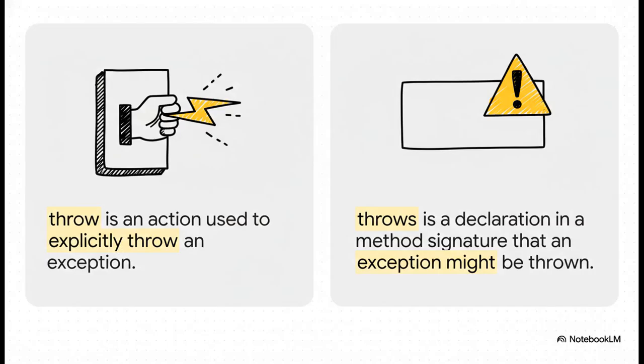And finally, a tiny little syntax difference that trips up so many people: throw versus throws. Just remember this: throw is an action. You are actively doing it. I throw this exception right now. But throws, that's a warning. It's a declaration in your method signature that's basically a heads up to anyone who uses it, saying, hey, just so you know, this kind of exception might get thrown in here.